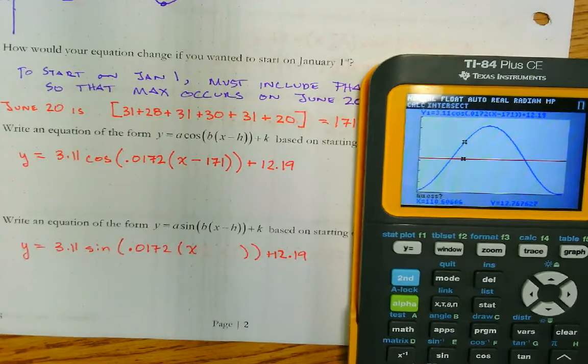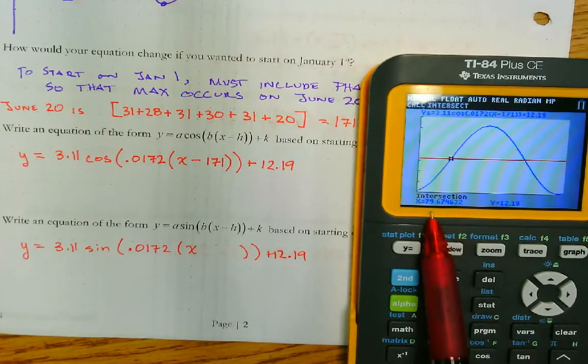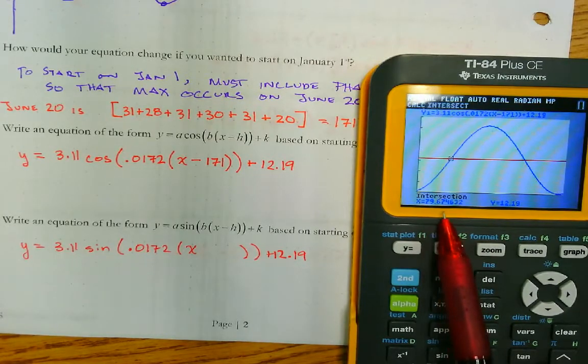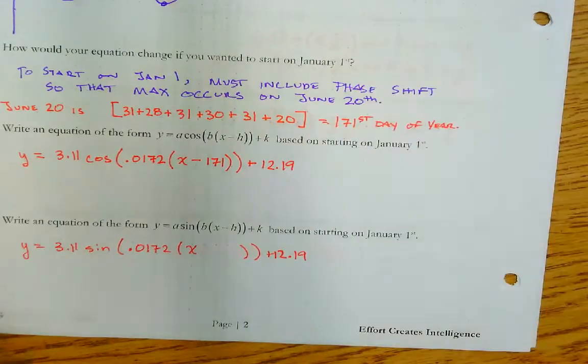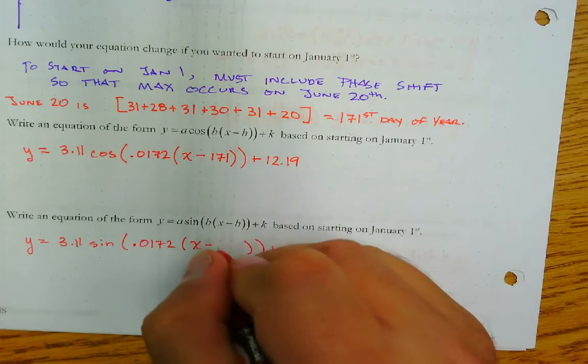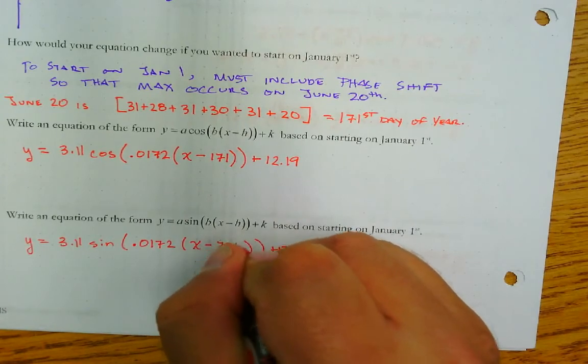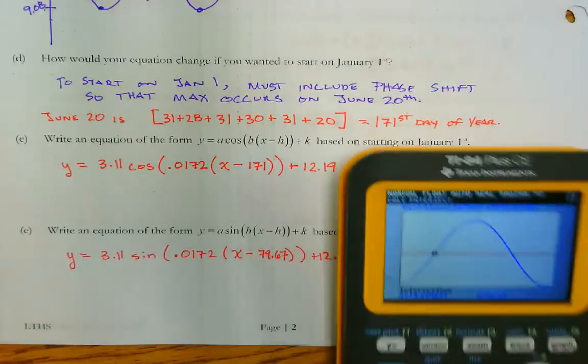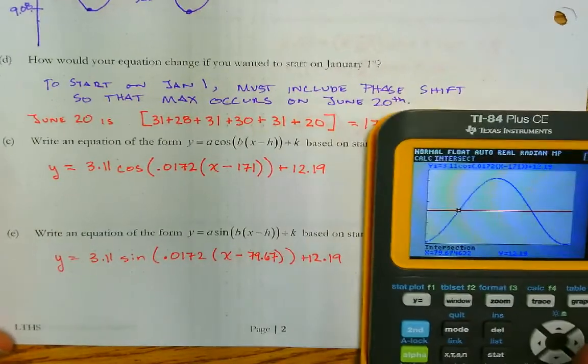Enter once, enter twice, enter thrice, and I have my value, which is about 79.67, right? So that's going to represent my phase shift. So minus 79.67, okay? And we can always double check that we've done this correctly.